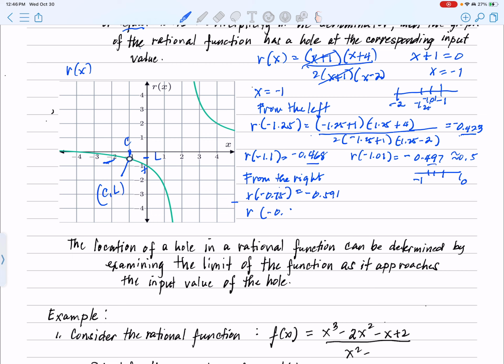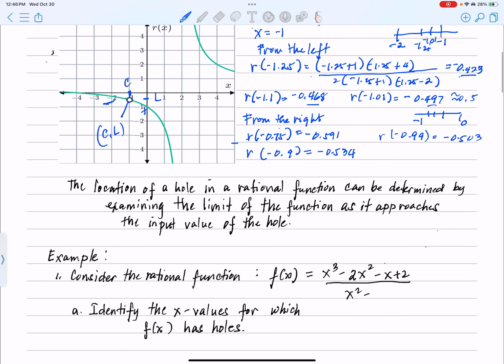When x is, let's say, 0.9, this time it's very close, and then the result is 0.534. Doing all the substitution to the function, I'm not just showing it, but it can be computed, and this is the result. If I replace x with a value very, very close this time to -1 from the right, we come out with a negative 0.503.